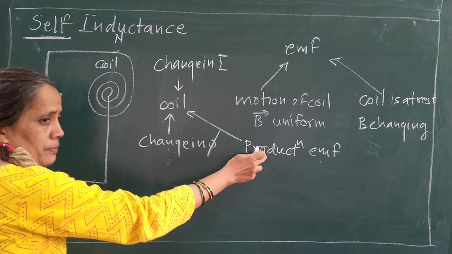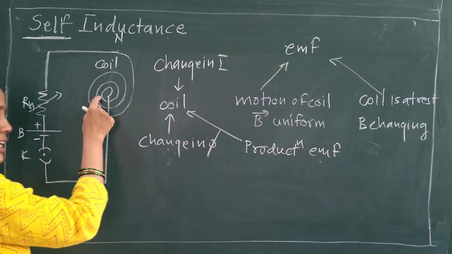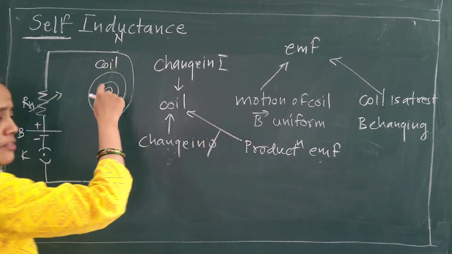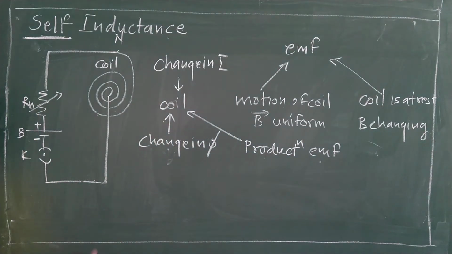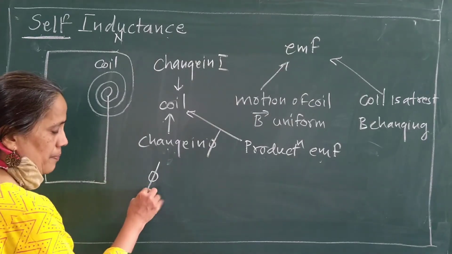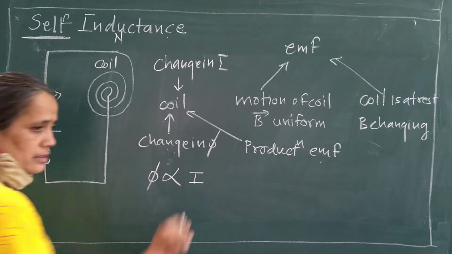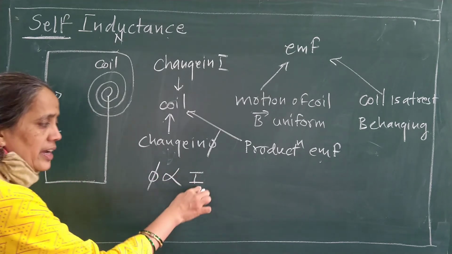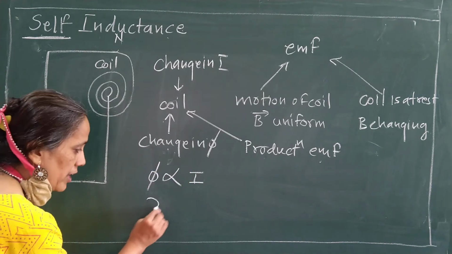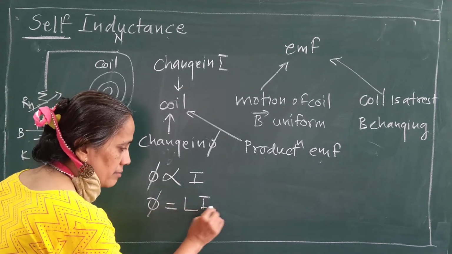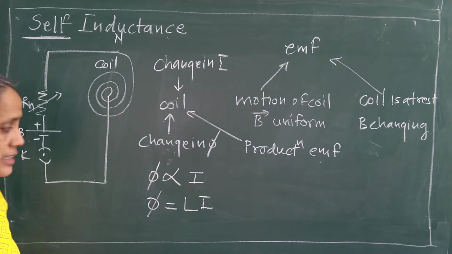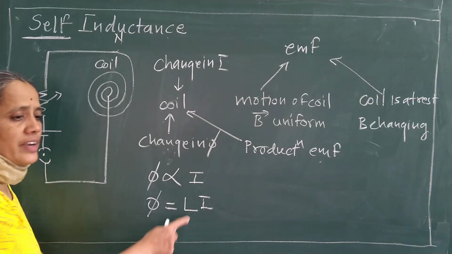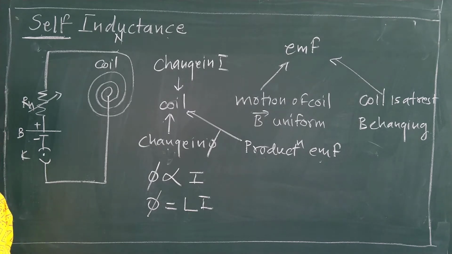Self meaning is this: the change in magnetic flux is in the coil, and due to that, the production of EMF is also in the same coil. That phenomenon is called self-induction. Now, in this self-induction, the magnetic flux phi is directly proportional to the current. If current increases, phi increases. If current decreases, phi decreases. Therefore, I can say that phi is equal to Li. L is a proportionality constant, and this proportionality constant is called the self-inductance. So L is nothing but the self-inductance.